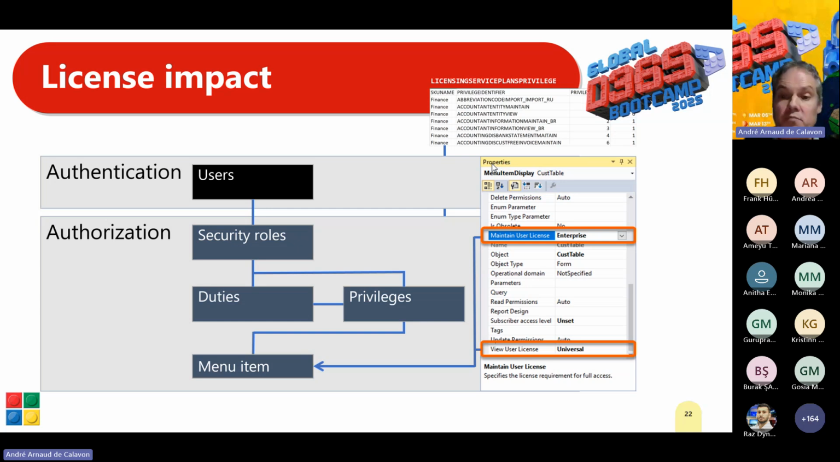Read access is just always in Dynamics 365 Finance Operations a team member requirement, but if you want to do more, then probably the maintain user license will tell you it's enterprise. Enterprise meaning that it is a base license, either a finance or supply chain management or another base license. But on the menu item level itself, it does not know if it's finance or supply chain.